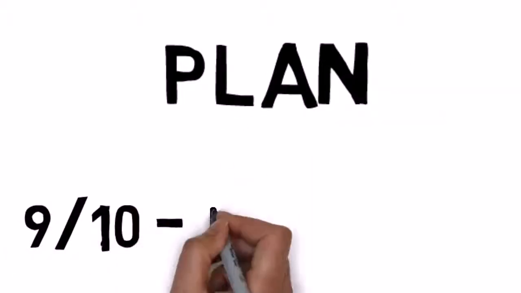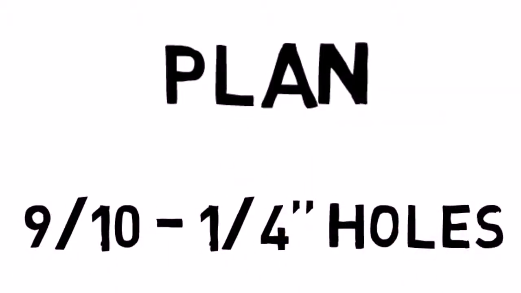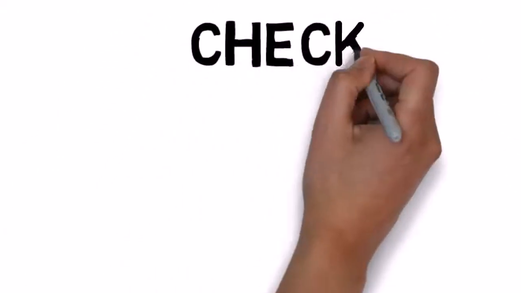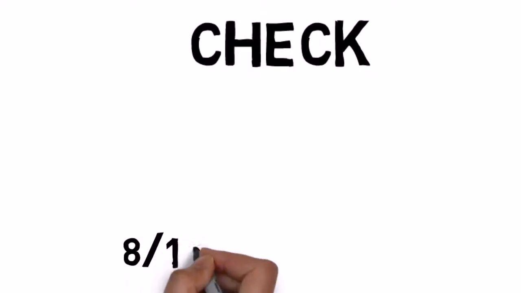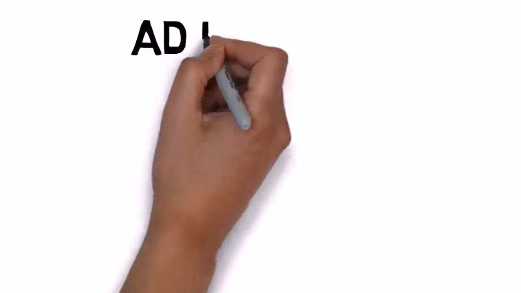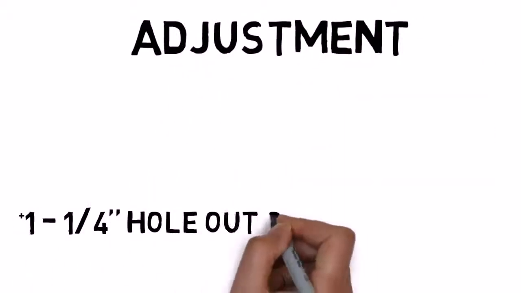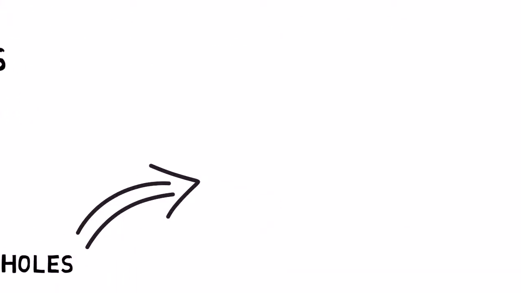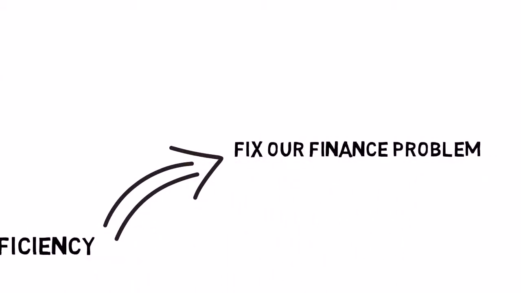So let's say our plan for drilling our holes is that out of every 10 holes, 9 of them are going to be good, usable 1/4 inch holes. So we do the work, and we check our work, and when we check our work, we find that actually only 8 out of those 10 holes are good, usable 1/4 inch holes. So now we know that our adjustment needs to be that out of every 10 holes, we need to make one more good, usable 1/4 inch hole. So as you can see, if we fix this, this will fix our efficiency problem. And when we fix the efficiency problem, we will in turn fix our financial problem.